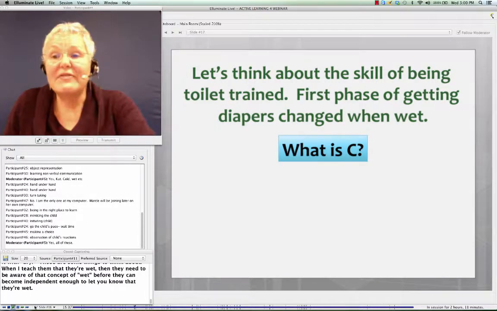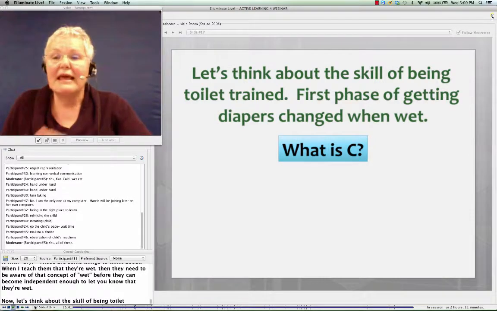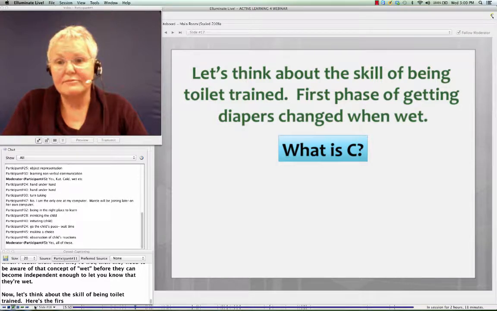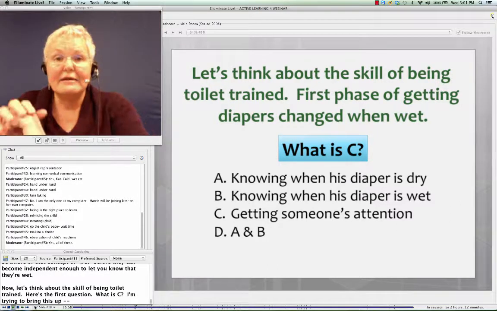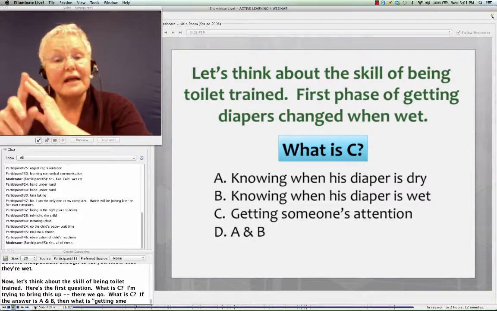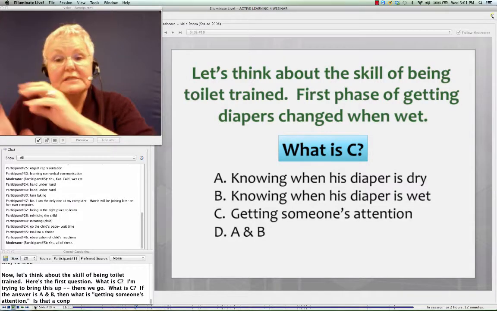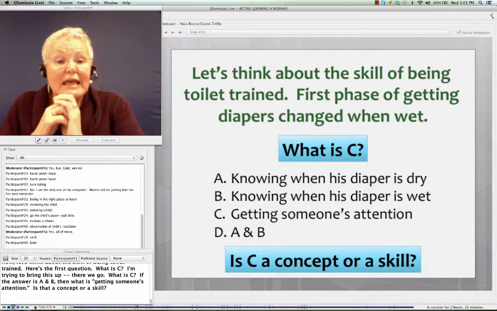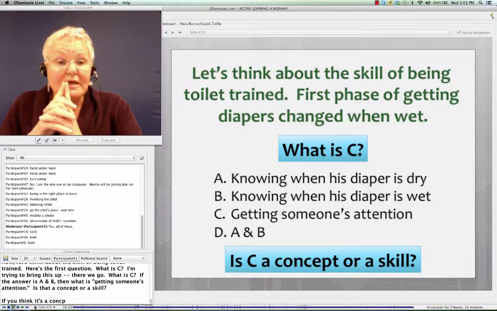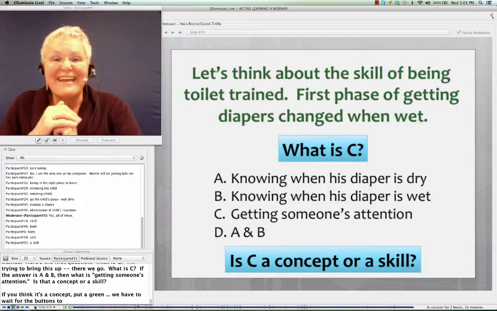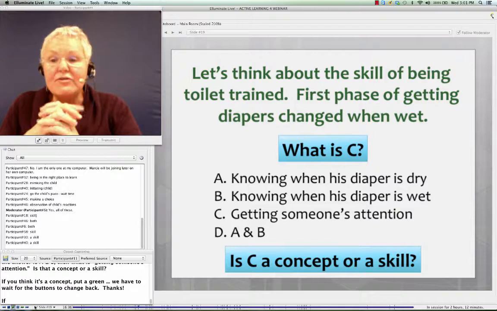Now, let's think about the skill of being toilet trained or independently toileting again, that first phase. So here's the question. What is C? If the answer was A and B, what is C? Getting someone's attention. Is that a concept or is that a skill? So what I'd like you to do is, if you think it is a concept, put a green check. If you think it's a skill, put a red X.